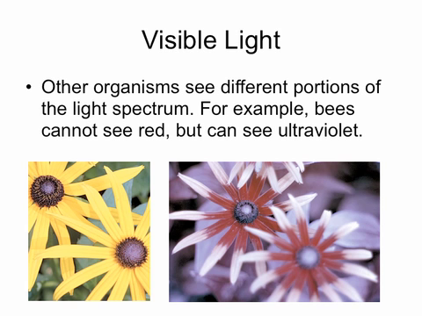Okay. Other organisms can see different portions of the light spectrum. So like the flowers on the left, B: they can't see red, but they can see ultraviolet. So that's what those same flowers would look like to a bee, which is kind of cool.